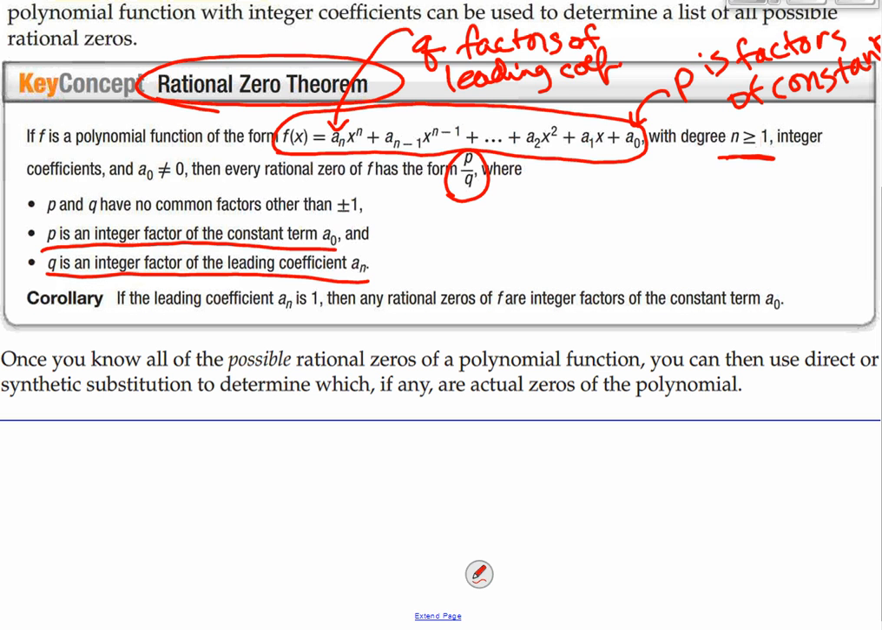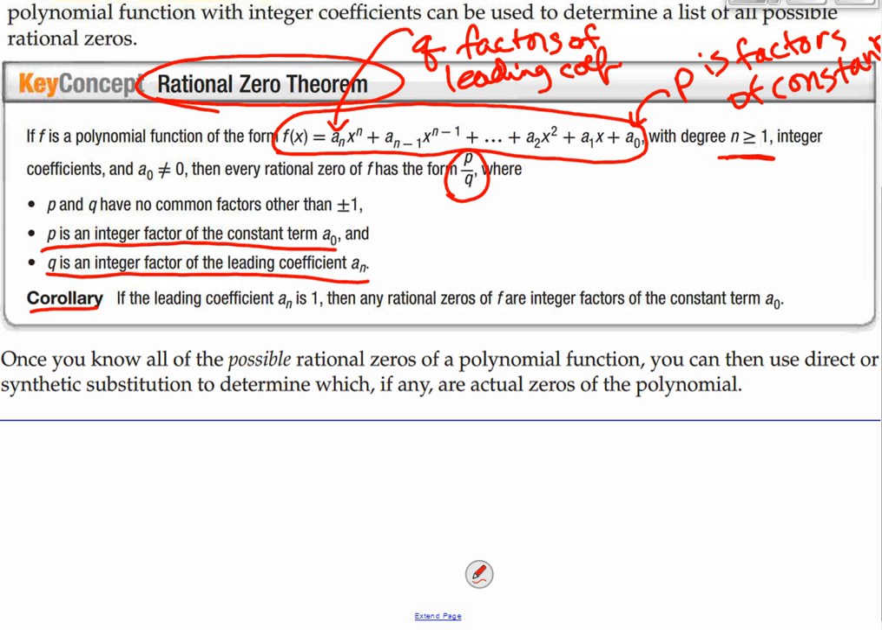So this P over Q fraction is going to be all the factors of the constant over all the factors of the leading coefficient. So it should just make sense immediately, since you're writing this as a fraction. We're going to be happiest when the leading coefficient is 1, right? Because if the leading coefficient is 1, then there are no fractions that we have to do synthetic division with. They're all going to be integer numbers. So that's this corollary.